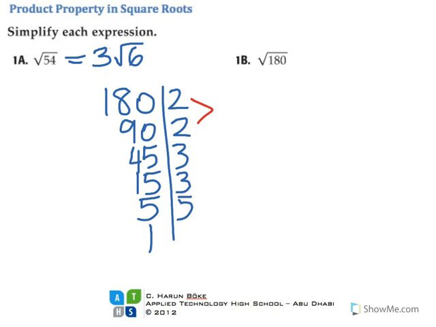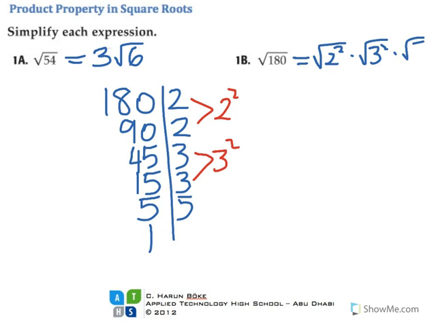Now let's make our groups. This is 2 squared, this is 3 squared, and there is only one 5 there. So I'm going to write it like this. I can directly write it in separate square roots format. So it will be square root of 2 squared times square root of 3 squared times square root of 5.